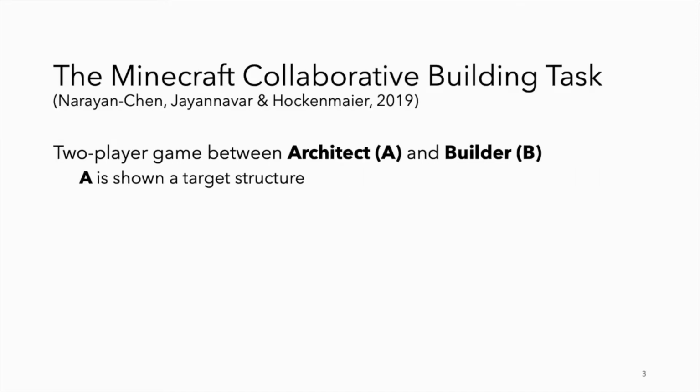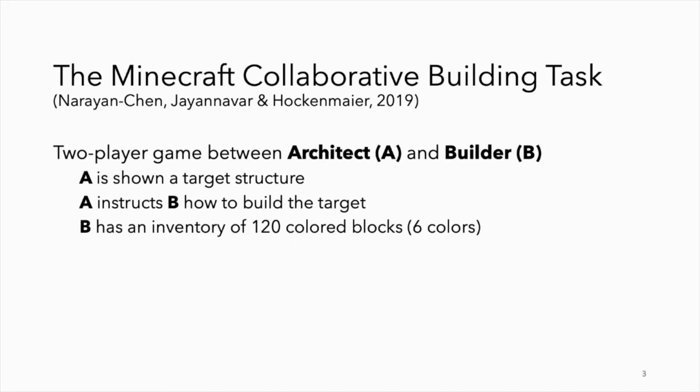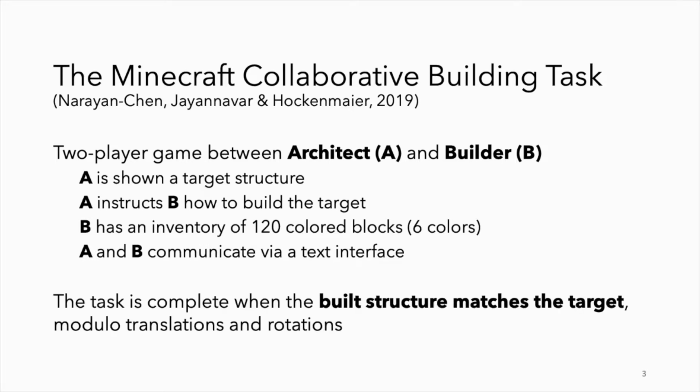More specifically, we use the previously proposed Minecraft collaborative building task. It is a two-player game between an architect and a builder, where the architect is shown a target structure and instructs the builder how to build it. The builder has an inventory of 120 colored blocks of 6 different colors, and they can communicate via text interface. The task is complete when the build structure matches the target, modulo translations and rotations. Let us look at an example of how humans perform this task.